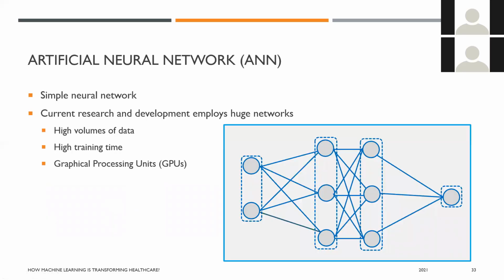Now let's expand on the second part, which was about the multiple calculation layers. Here I have created a simple neural network, but the current neural networks we use in research and development are so huge that they need hours or even months to train. These networks can run only on specialized hardware called GPUs, or graphical processing units. GPUs are designed with thousands of cores to exploit the inherent parallelism of the ANN models.